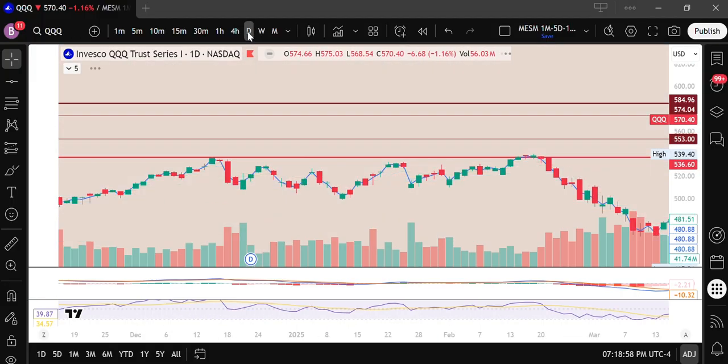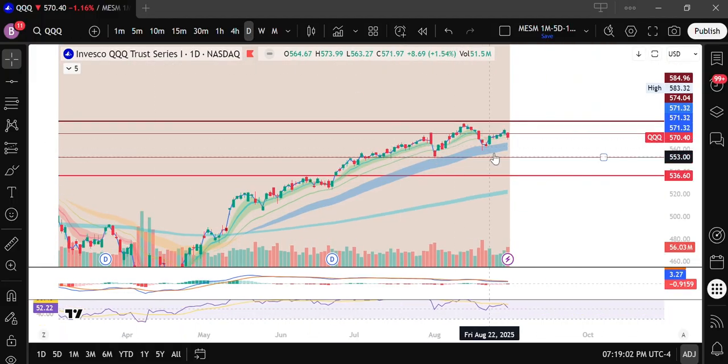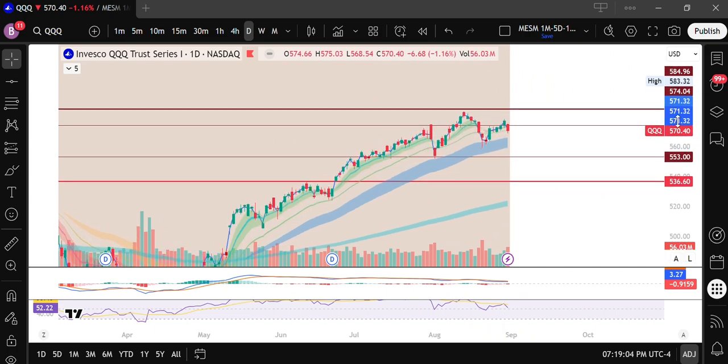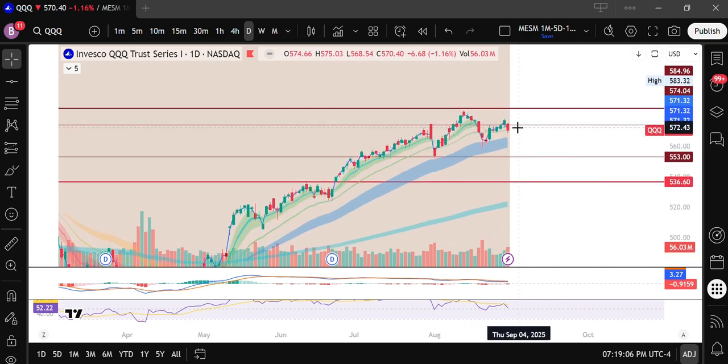So then daily, where are we at daily? As you can see, daily it's underneath this resistance level on the weekly. It's 573, right? It's at 570. So that 573 retest is going to be important to see if QQQ could come back and break above this to make new highs, or if it's going to reject this and go low.